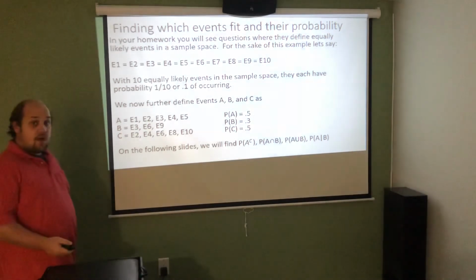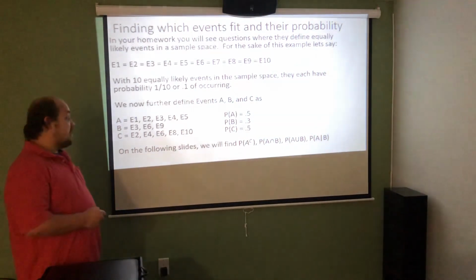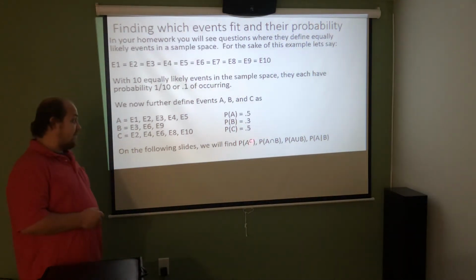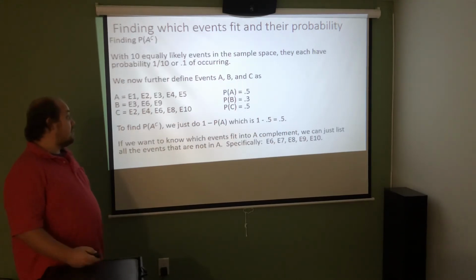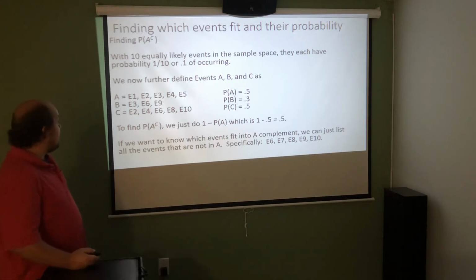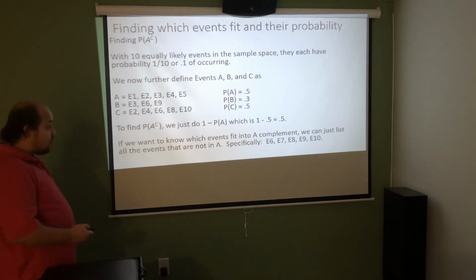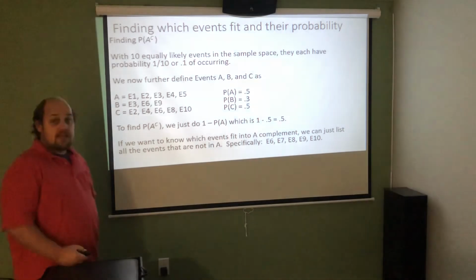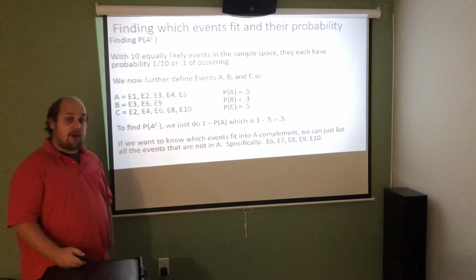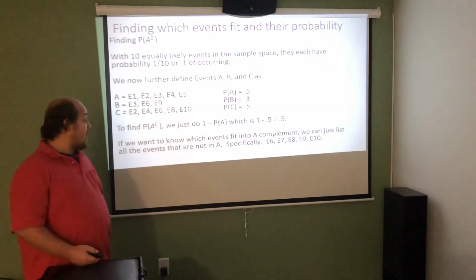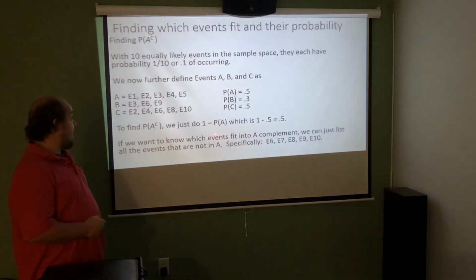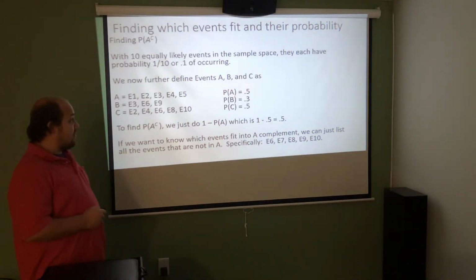In the slide to come, we're going to see how to calculate the probability of A complement from this information, the probability of A intersect B, A union B, and A given B. When we start with the probability of A complement, really the formula for a complement is just 1 minus that original probability. So the probability of A complement is 1 minus the probability of A. We were given that the probability of A is 0.5. If I do 1 minus 0.5, I get 0.5.